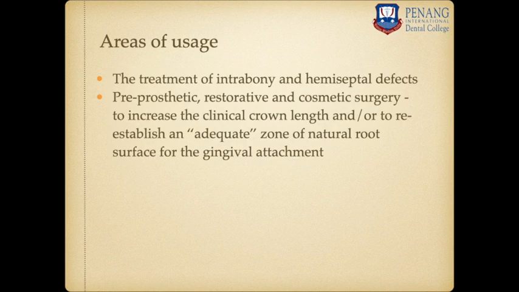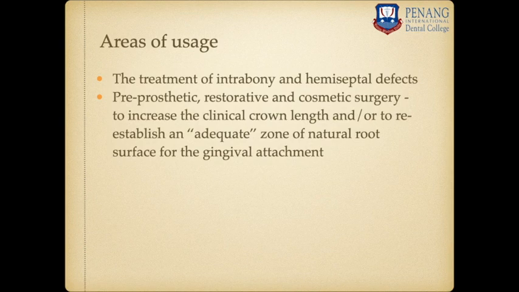Other possible areas where we will use resective osseous surgery is in pre-prosthetic surgery for crown lengthening procedures. When the clinical crown length needs to be increased, but the probing pocket depth is very minimal and the bone is in a normal position, we cannot just cut the gingiva alone by gingivectomy. In such cases, we have to perform an apically displaced flap with some bone recontouring to displace the flap apically so that the clinical crown length can be increased.